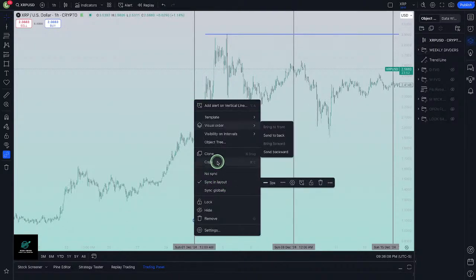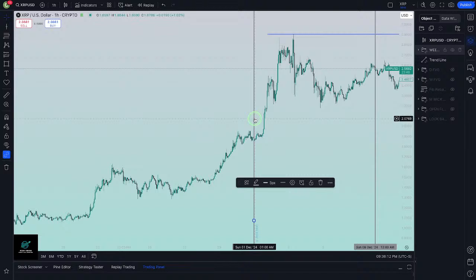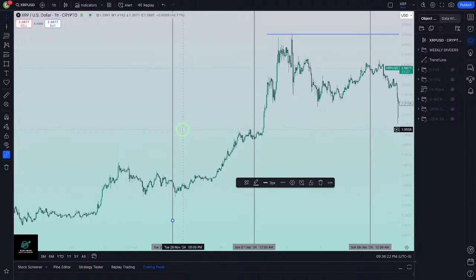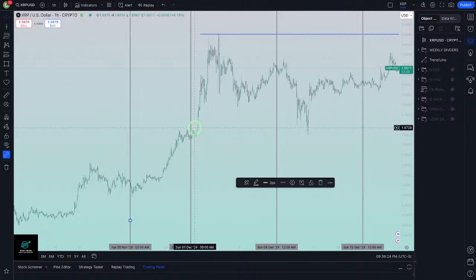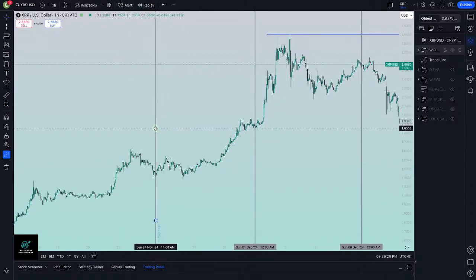I would say up to 5 weeks. But for right now, I'm going to go out to 3 weeks. If we're in a tight consolidation, it might even go longer. It might go out 6, 7, 8 weeks if we're in a tight consolidation. But since we're trending on a higher time frame, I'm only going to go back out to about 4 weeks. So I'm going to drag this one out all the way to Sunday at midnight from November 24th.